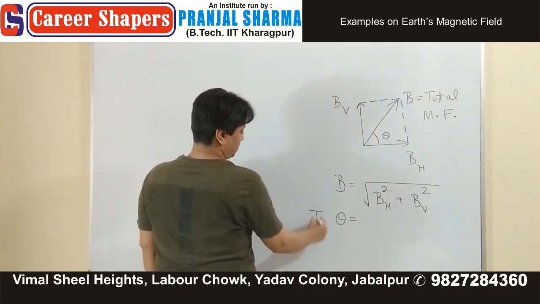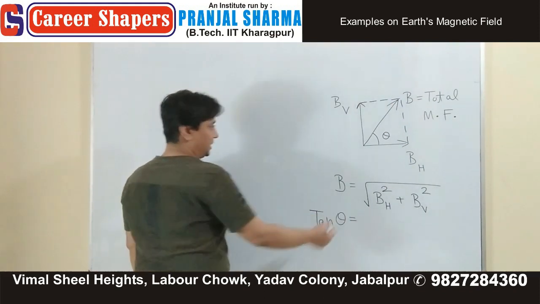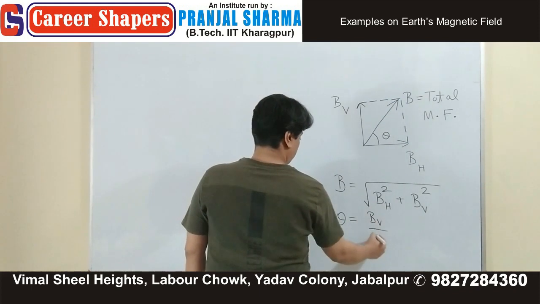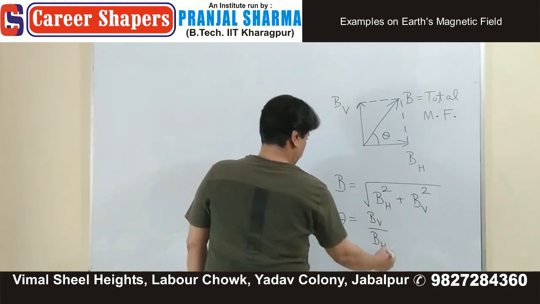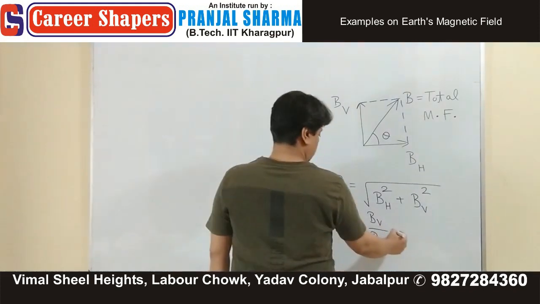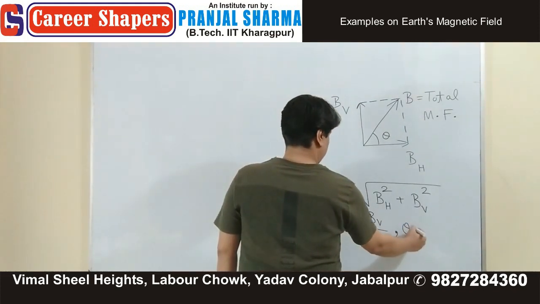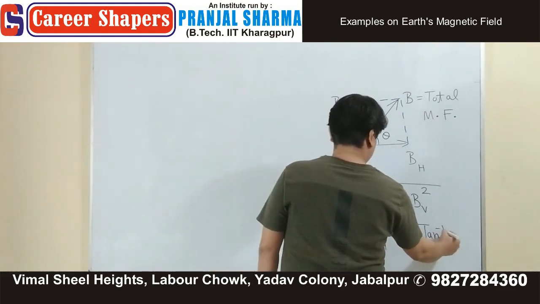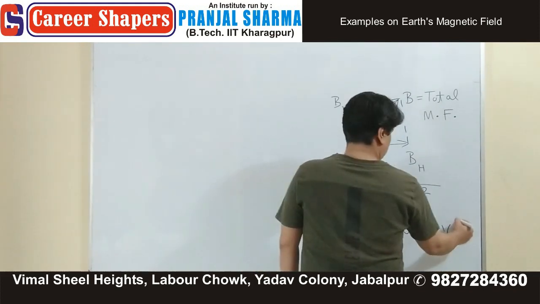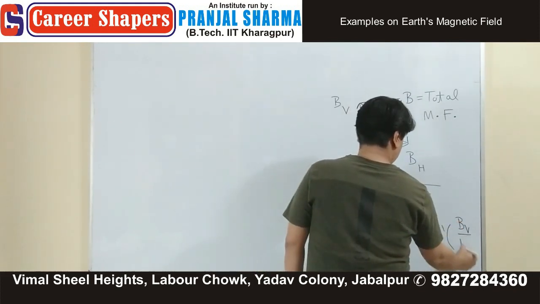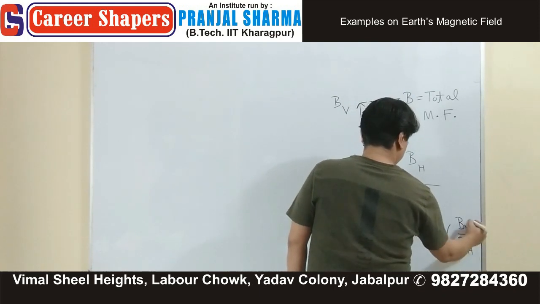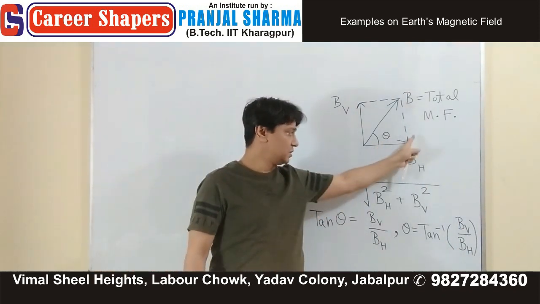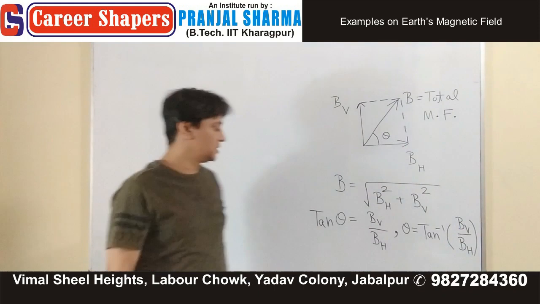And in this right angle triangle, if you look for tan of theta, then tan theta is what? BV upon BH, which tells us that theta is tan inverse BV upon BH. Tan theta is BV upon BH, so theta is tan inverse BV upon BH.